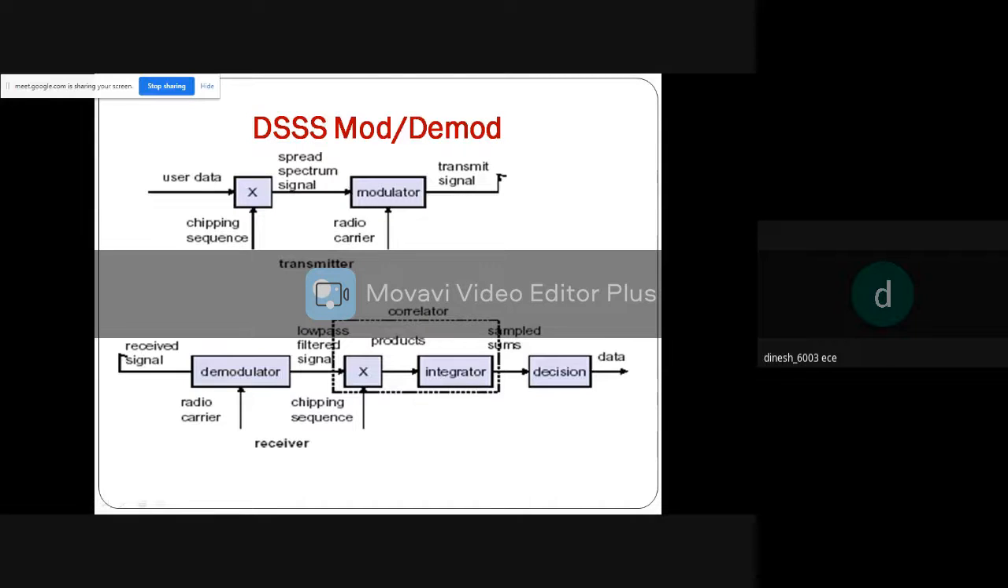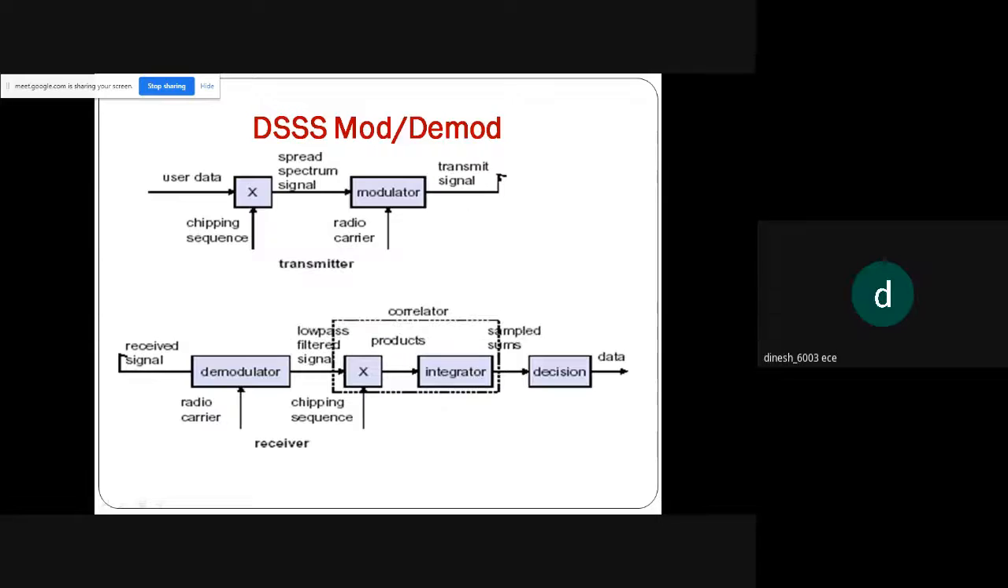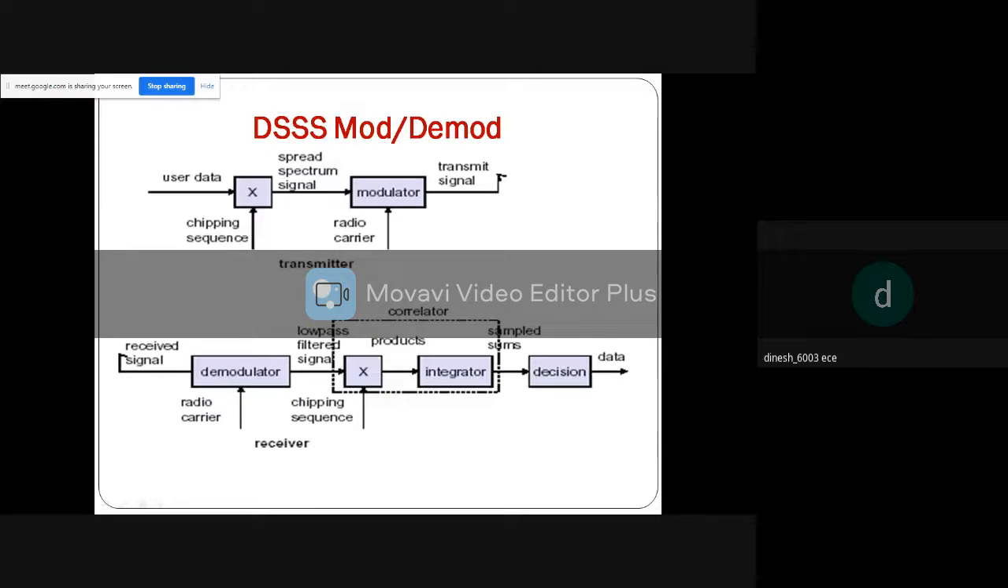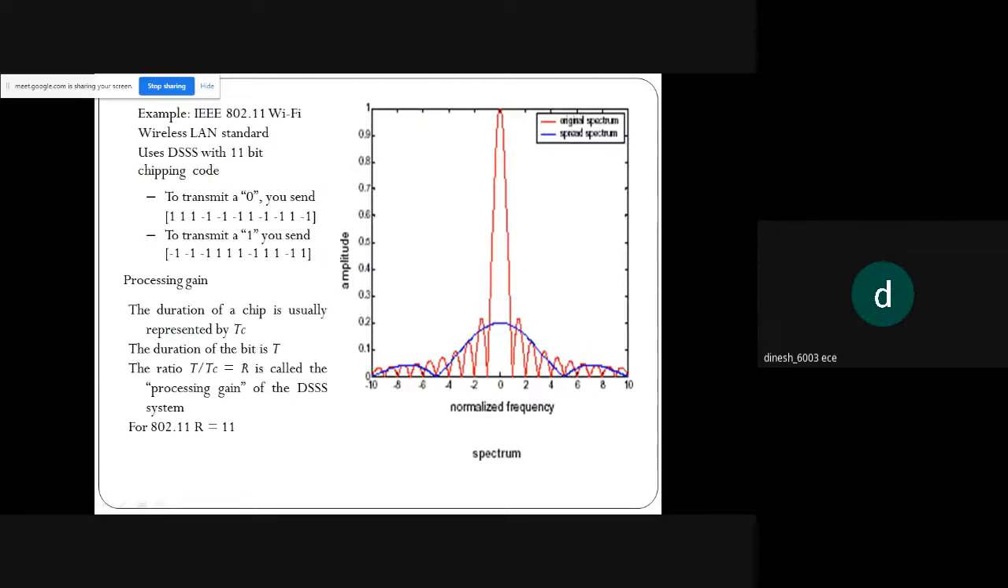So we have the user data, spread spectrum signal, the modulator, the transmit signal, the transmitter. Then we have a received signal, demodulator, a chipping sequence. We have a correlator, integrator, then a decision box, as you would have done in your modulation and demodulation segments in either analog or digital communication. So these are the best examples.